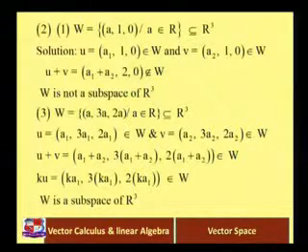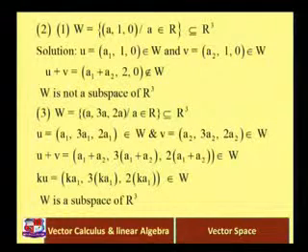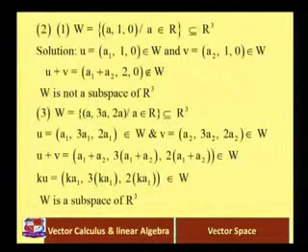I repeat: if you want to prove that a given set is a subspace, then you have to take two elements in general from the set. You cannot take two particular elements. But if you want to prove that the given set is not a subspace, then it's okay. Then you can take any two particular vectors from the set and check that their addition is not in the set, or the scalar multiplication is not in the set, which we do here. The second example: W is equal to (a, 1, 0) where a belongs to R.